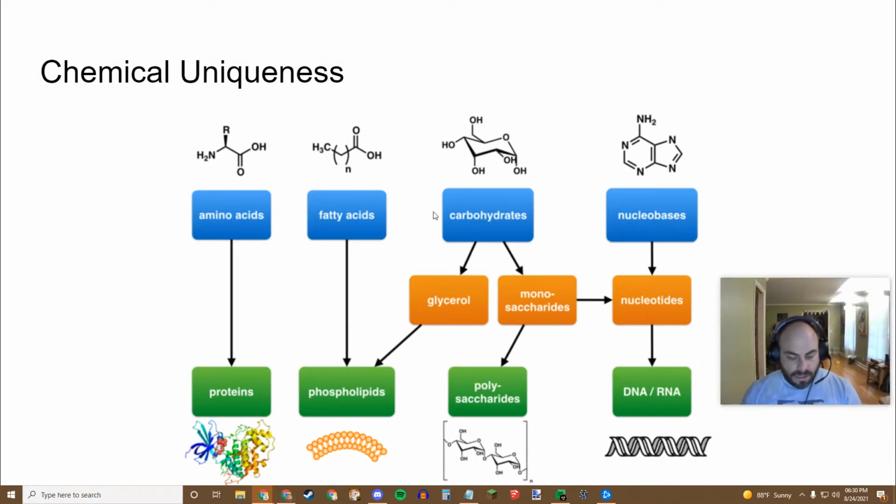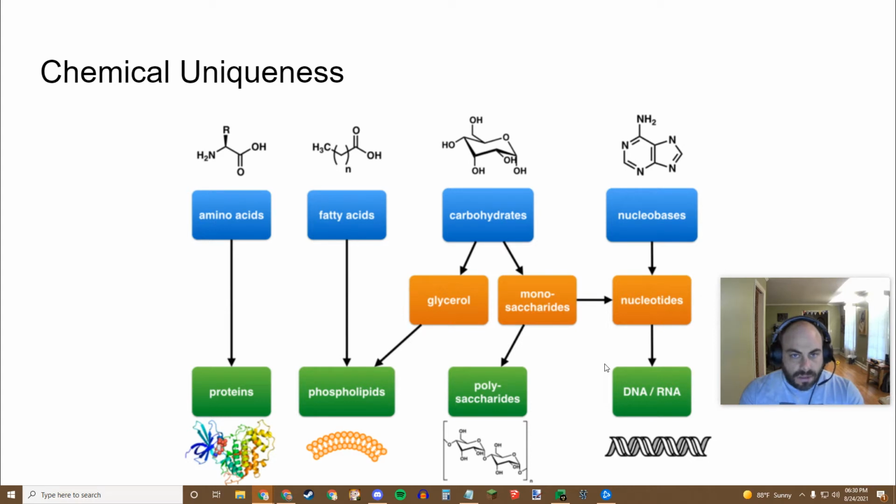Basically, chemical uniqueness is the idea that all living things demonstrate a unique and complex molecular organization. They are usually arranged with these molecules called macromolecules: amino acids, fatty acids, carbohydrates, nucleotides. And these make things like proteins, lipids, phospholipids, complex carbohydrates, and DNA and RNA, which are nucleic acids.